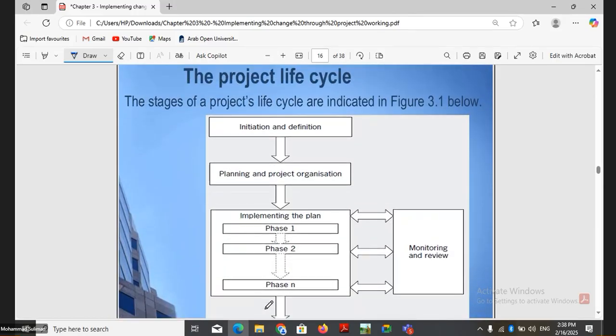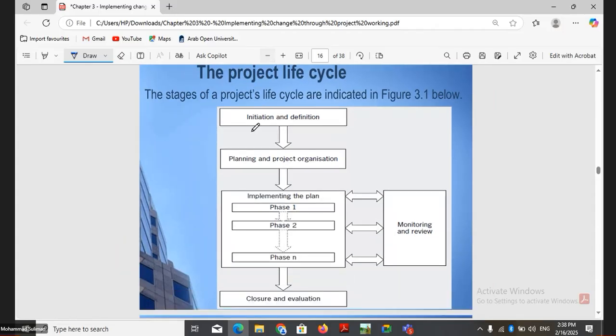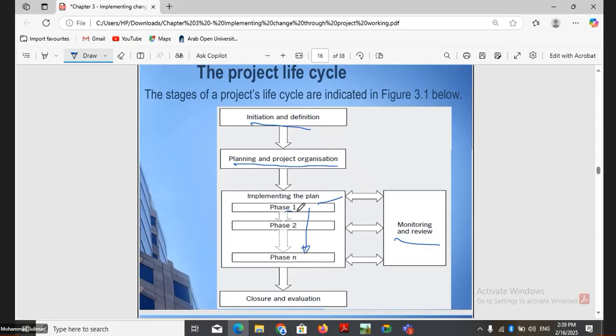The next is project life cycle. So here we see the stages of the project life cycle. Basically, a project life cycle has 4 stages. We'll add another stage here, which is monitoring and review, as the 5th stage. The basic 4 stages include initiation and definition, that is initializing the project, then planning and project organization, then implementing the project. Implementation can be in different phases, so it is given here phase 1, phase 2, up to phase N. Then closure and evaluation of the project.